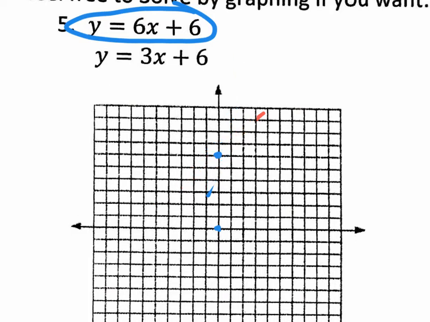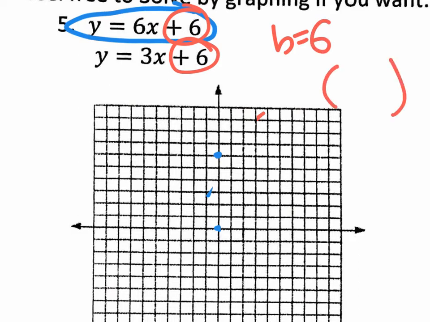You don't need this. We already know that both lines cross at the b value of 6. The b value is 6 on both. That means it has the y-intercept of 6, which means that they both cross the y-axis at what coordinate? 0, 6. Simple as that, guys. So 0, 6 is the solution.